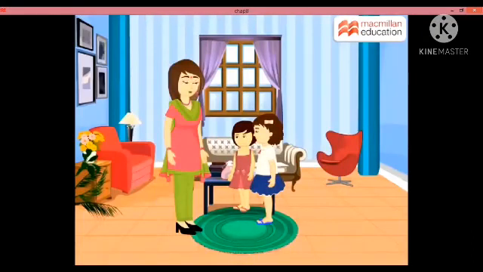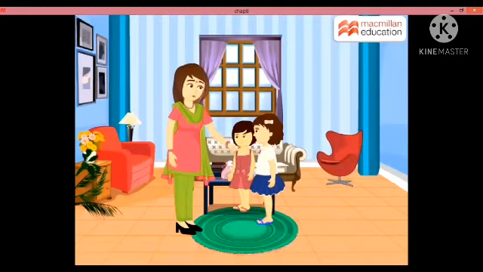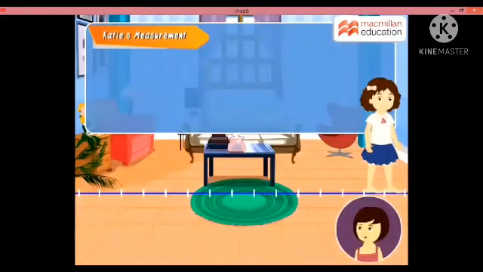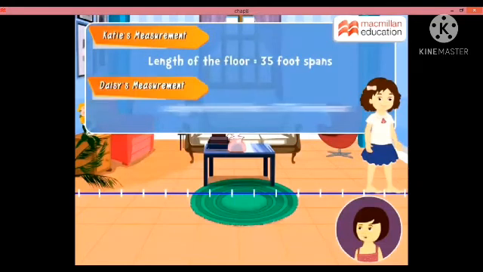Hello, Daisy and Katie. What happened? Why do my girls look so worried today? We were measuring the length of this floor, and Katie says it is 35 foot spans, while I found it to be 38 foot spans. How come they are different?